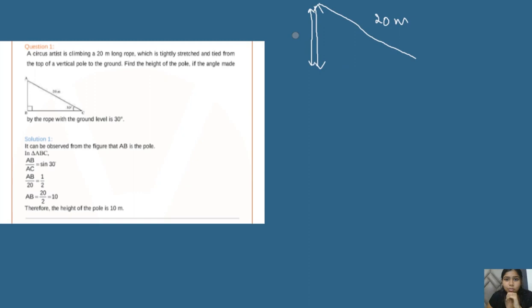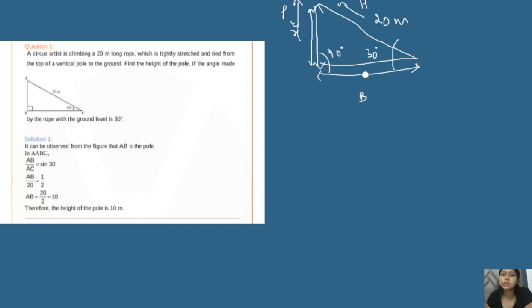Let it be x or h meters, anything. The angle made by the rope with the ground level is 30. This is the rope and this is the ground level, and this angle is basically 30 degrees and this is 90. Since both the angles fall on the same line, this will be the base, this will be your hypotenuse, and this will be your perpendicular, right?